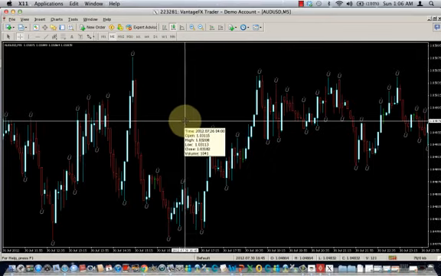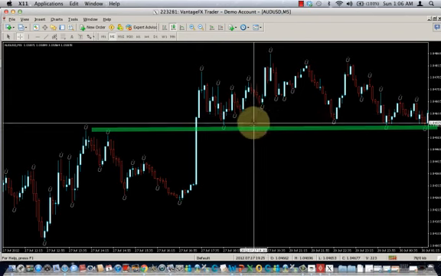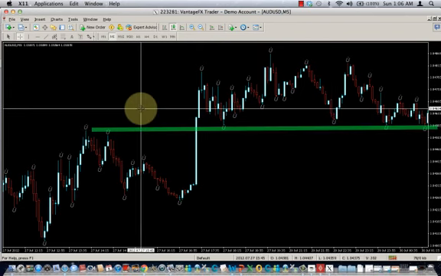Let's see. Yeah, same thing. Support, resistance, highs and lows, fractals, it doesn't matter.